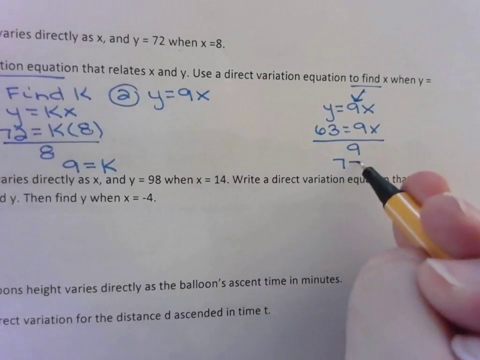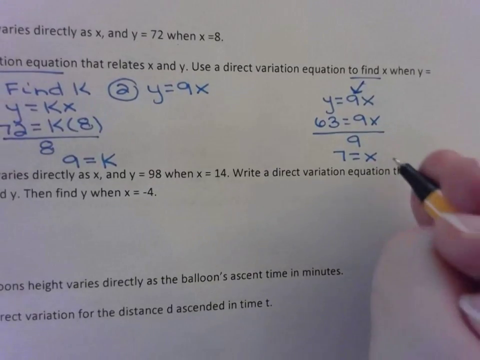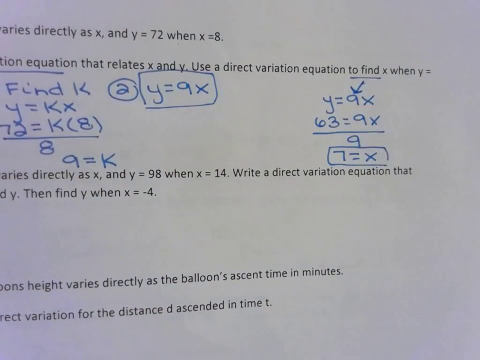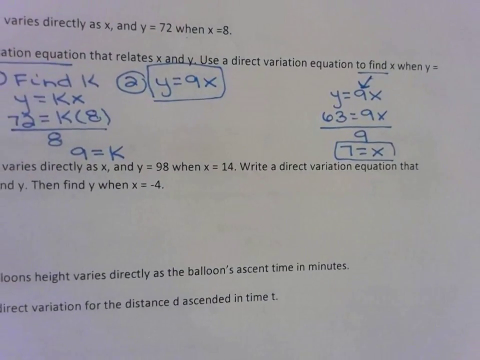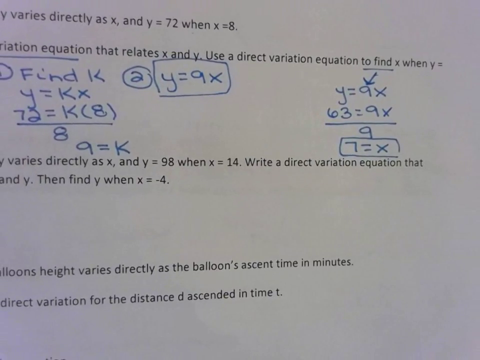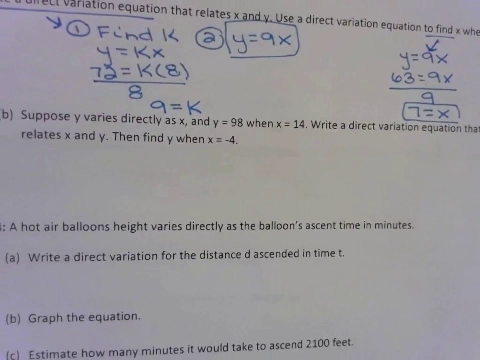Divide by 9, 7 equals x. Did I answer the question? Did I find x? Yeah. X is 7. So here's your equation, y equals 9x, and I found x to be 7. Any questions on that one? You've never done it before, but it's doable. Okay, let's look at the next example.